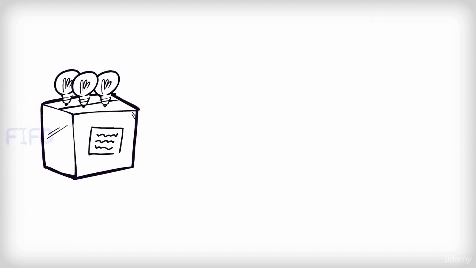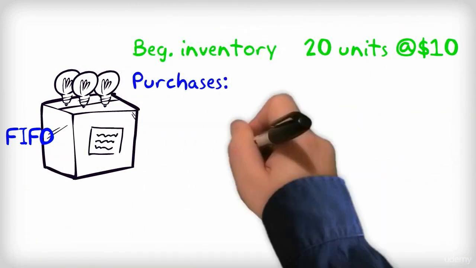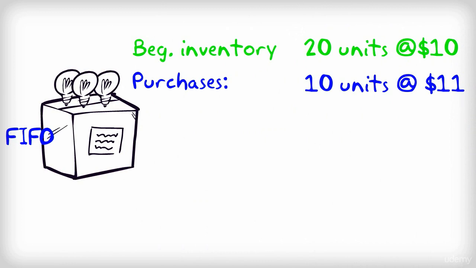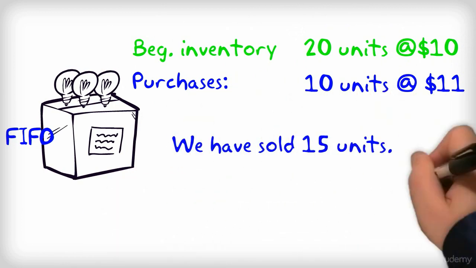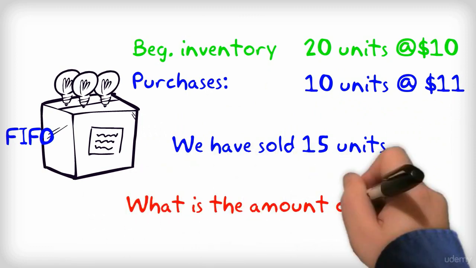Let's assume you're selling these light bulbs and you're using the FIFO method. At the start of the year you had 20 units at the price of 10 and you purchased 10 more at the price of 11. We know we have sold 15 units. So what is the cost of goods sold and ending inventory?